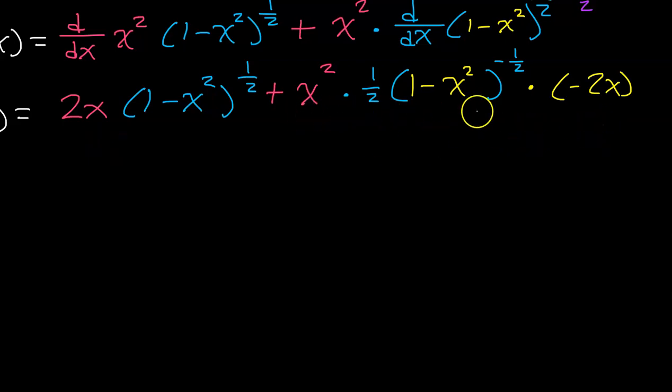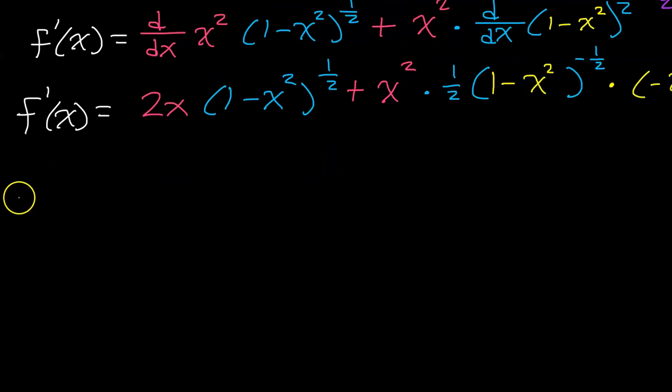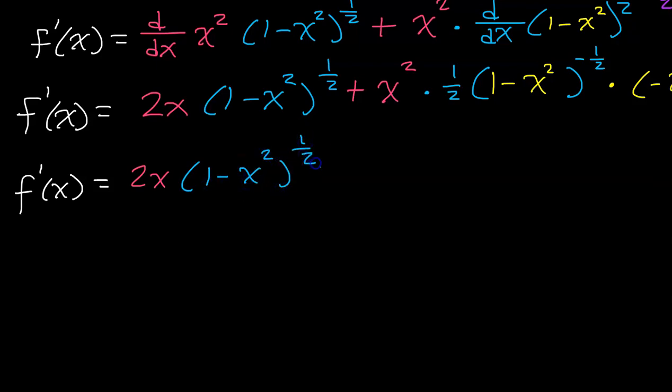We can simplify the right-hand side a little bit. I see that we have the x squared and an x. Those can be multiplied together. We have 1/2 times negative 2. That can all be multiplied together. So let's start by rewriting the first part. So we still have f prime of x equals, and we'll leave this the same for right now. 2x times 1 minus x squared to the 1/2 power.